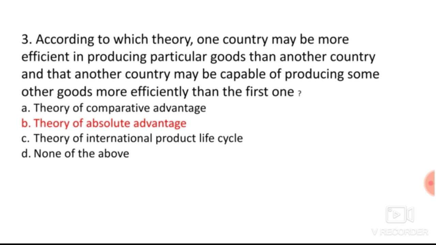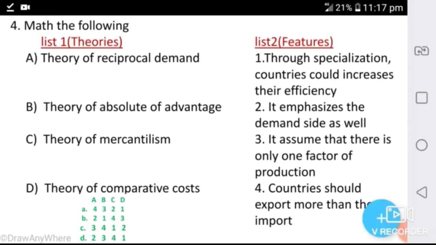Then another one, match the following. List one theories and list two features on the basis of these theories. First one, theory of reciprocal demand, theory of absolute advantage, theory of mercantilism and theory of comparative cost. The options: one, through specialization countries could increase their efficiency. Two, it emphasizes the demand side as well. Three, it assumes that there is only one factor of production. And fourth, countries should export more than they import.